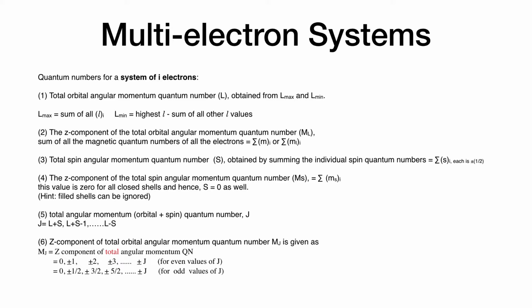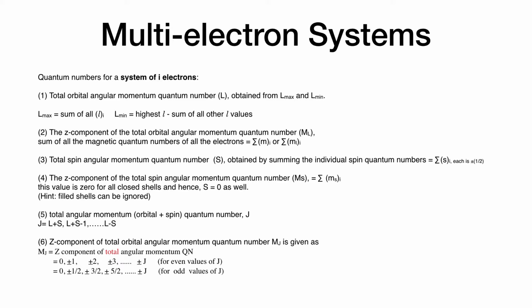So for the total orbital angular momentum quantum number, the z component is given by m sub L. And the sum of all the magnetic quantum numbers of the electrons is m sub L. So we keep that, the z component.